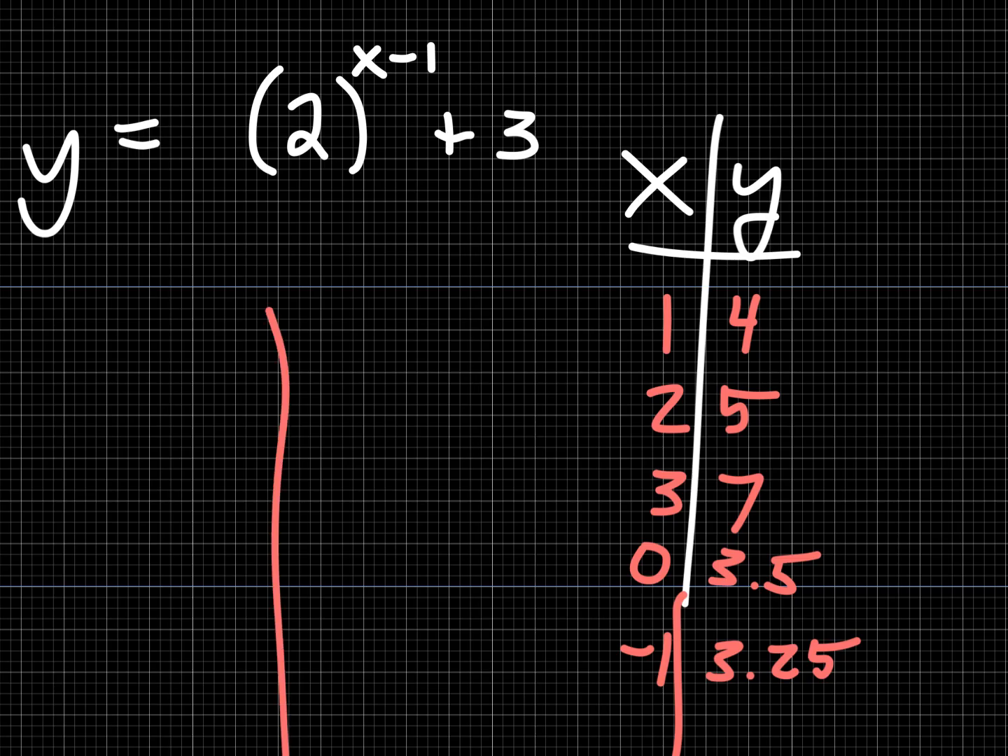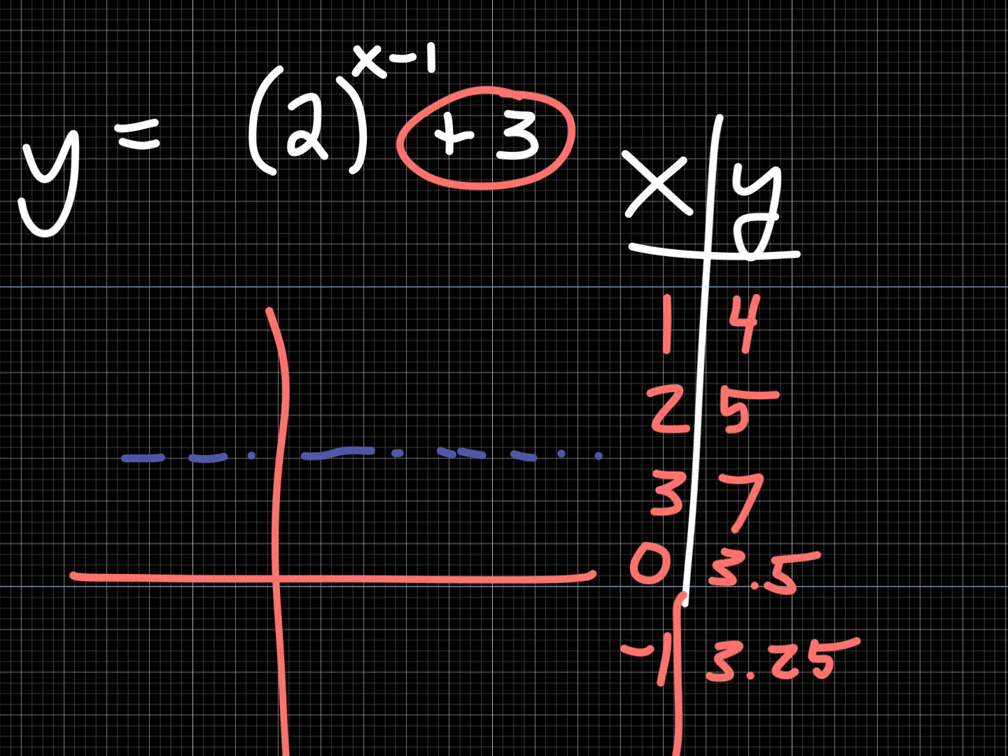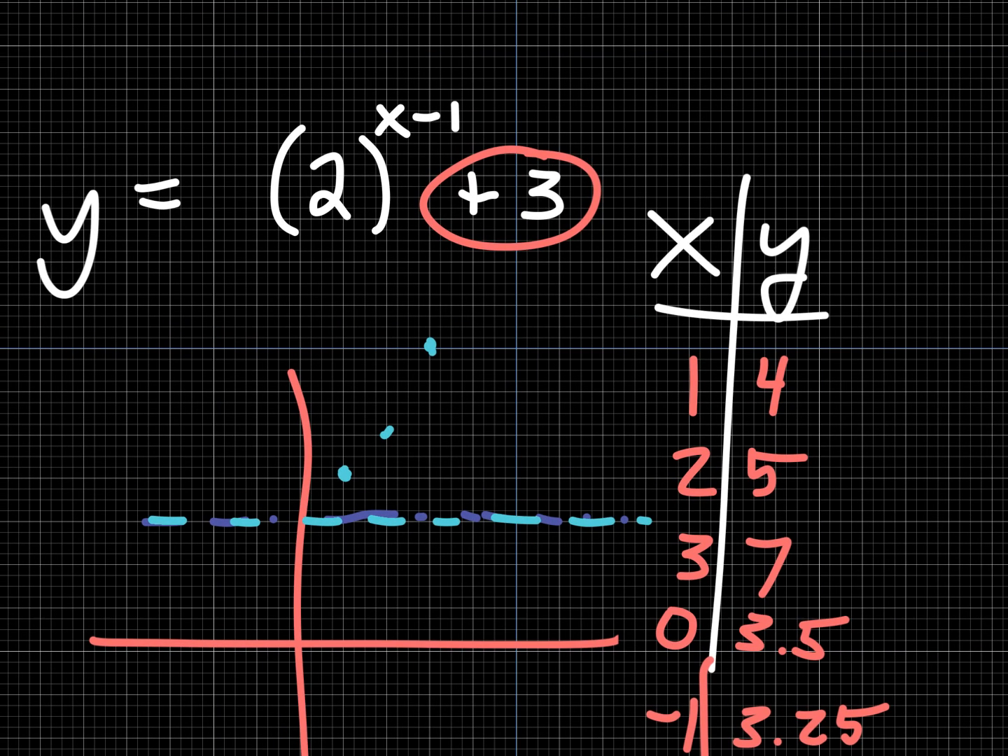Well, it should be shifted up 3. So, it should be up 1, 2, 3, dotted line across like this. I should probably use a brighter color. And then over 1 and up 4, over 2 and up 5, over 3 and up 7. There's my curve developing. I can now just complete.